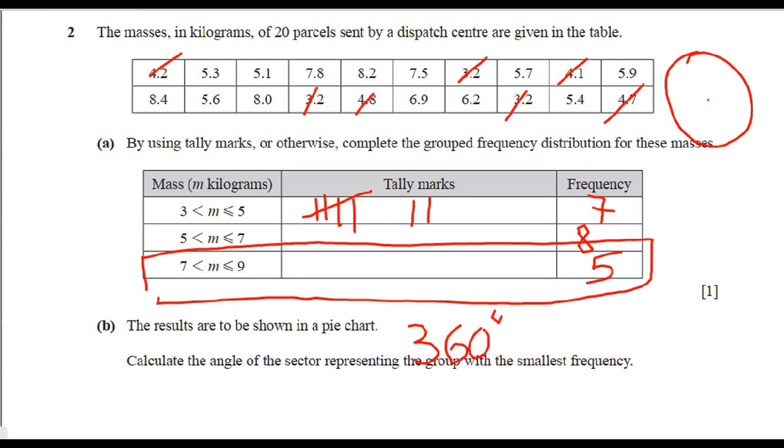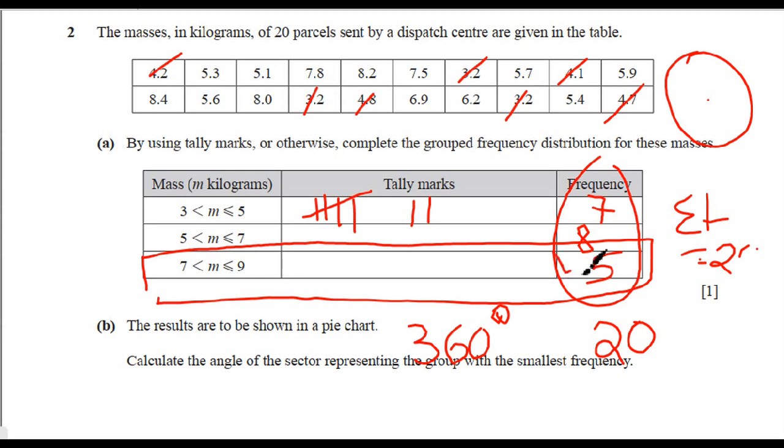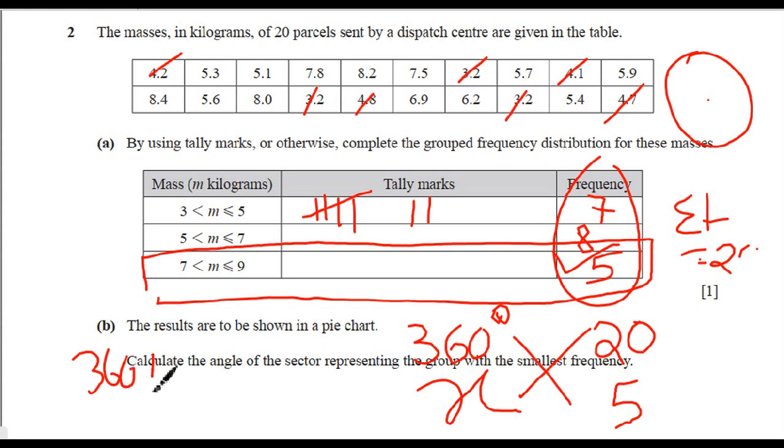Now this 360 degrees will represent all these frequencies. So when you sum these frequencies, you get 20. So 360 degrees actually represents 20. Then we need to tell how many degrees represent this 5. So we write 5 and x. Next we cross multiply: 360 times 5 is equal to 20 times x. Take 20 to the denominator and we get x is equal to 90.